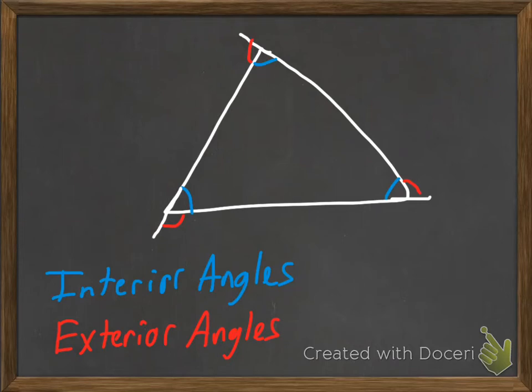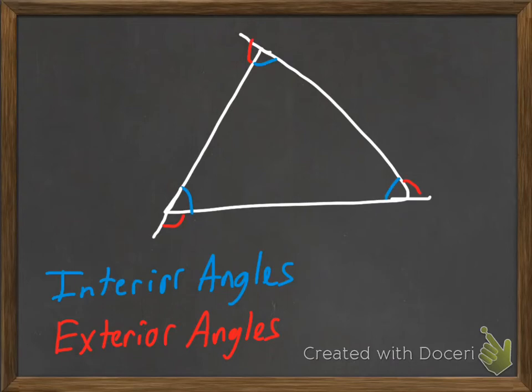Now we're going to talk about some more parts of the triangle. Highlighted in blue are the interior angles. The interior angles are the angles on the inside of the triangle. The exterior angles are on the outside of the triangle. Now I'm going to take you back to remember our exterior angles theorem with our polygons.